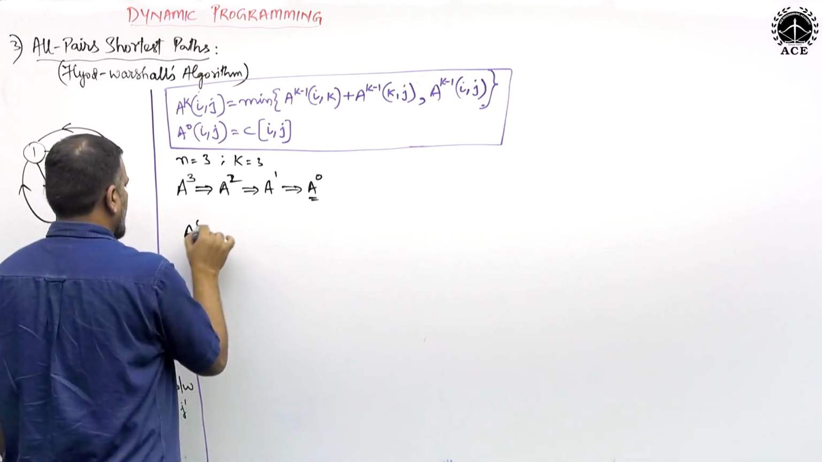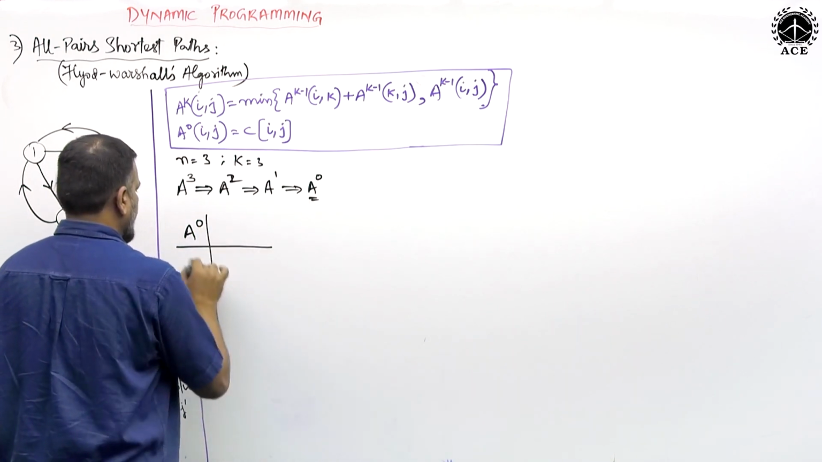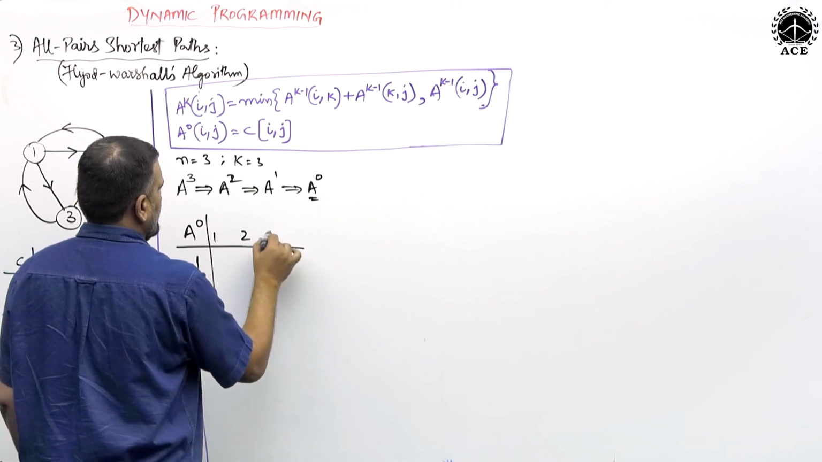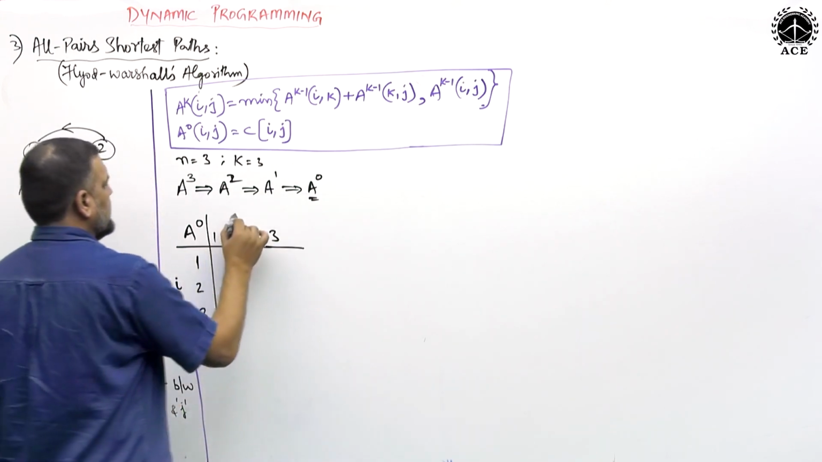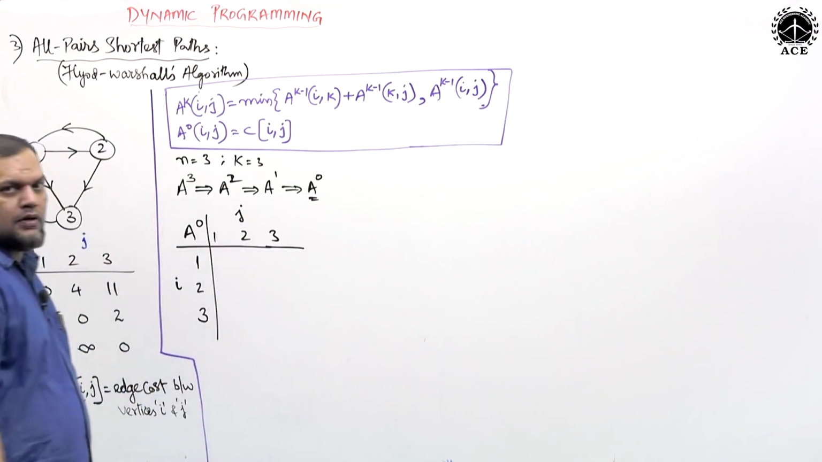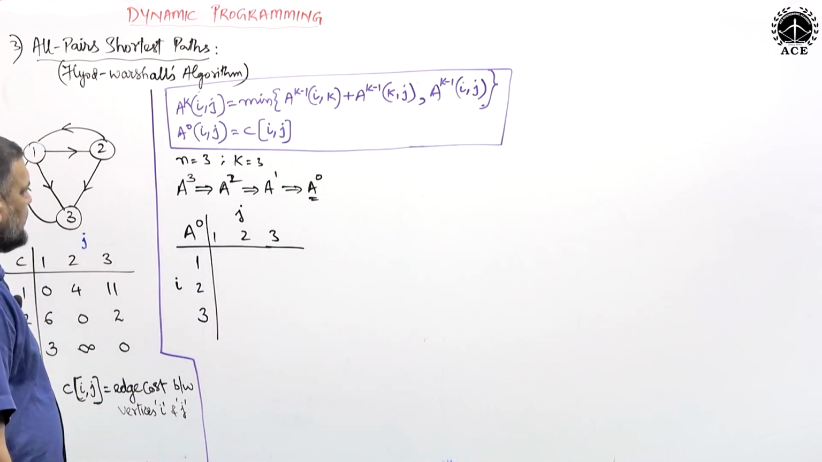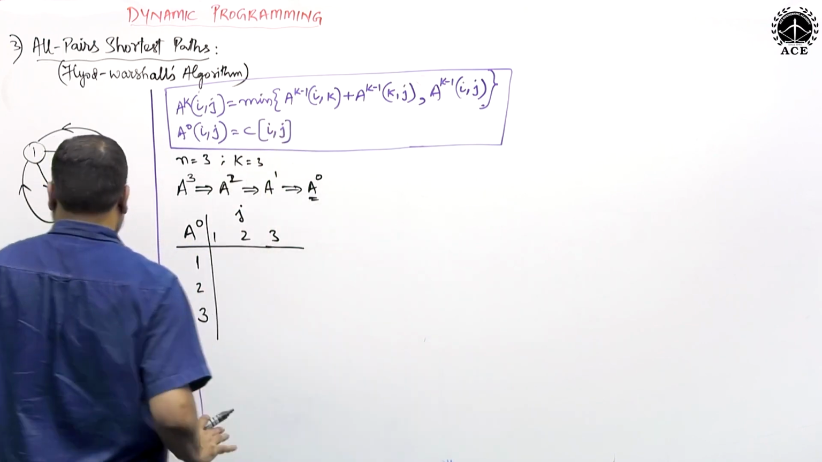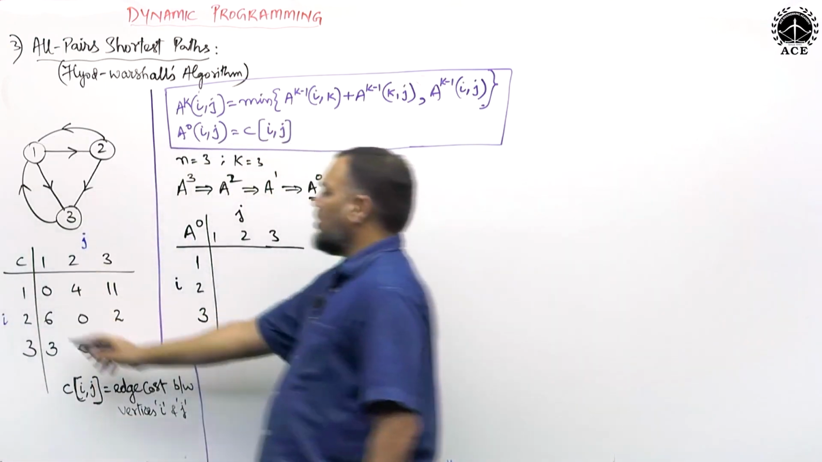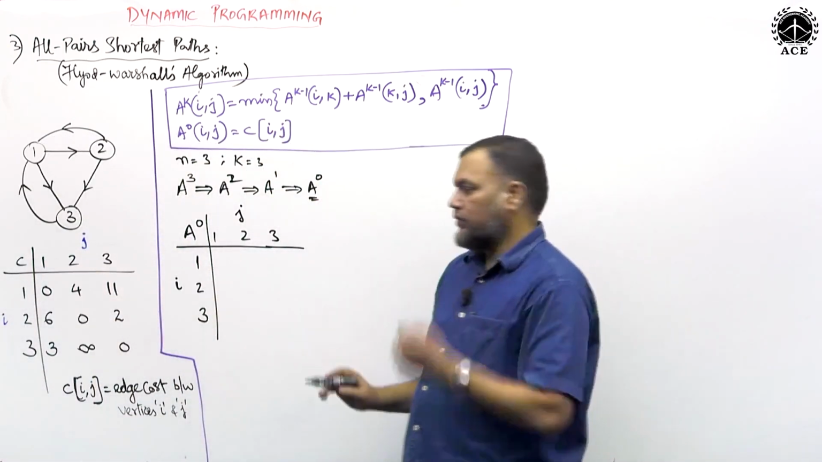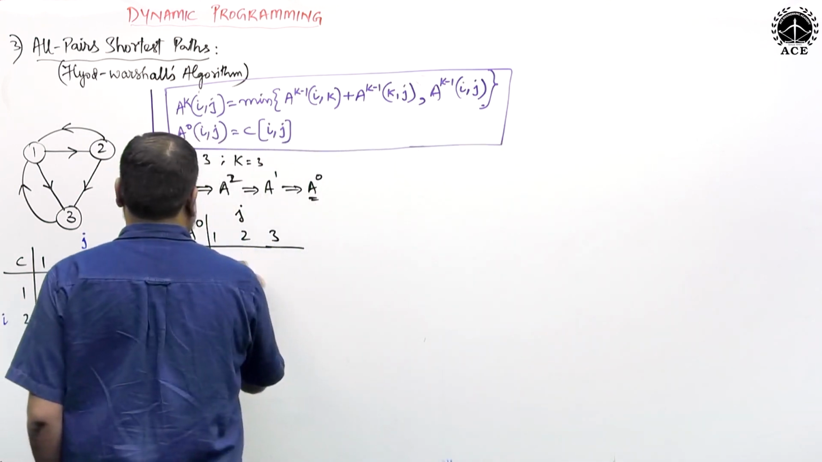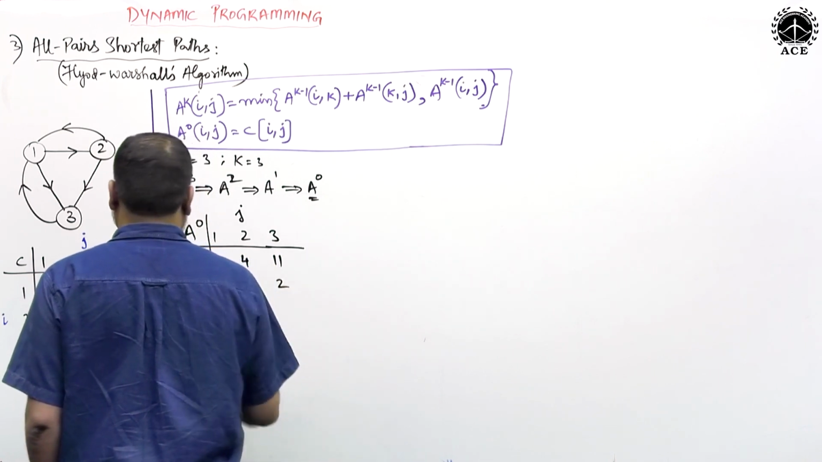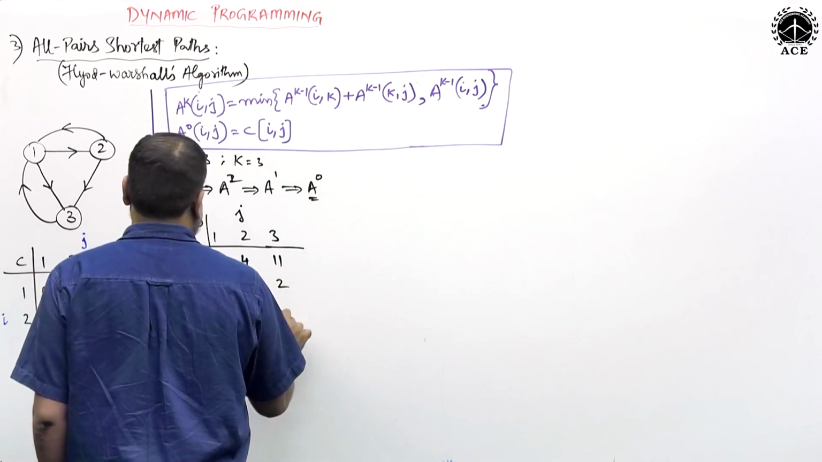So, here I will derive the matrix A power 0 of i j. So, 1, 2, 3, 1, 2, 3, this is i, this is j, is it not? A power 0 of i j. So, this is nothing but the cost adjacency matrix. So, I am going to copy this entire cost adjacency matrix for A 0. So, let me copy. So, 0 4 11, 6 0 2, 3 infinity 0.